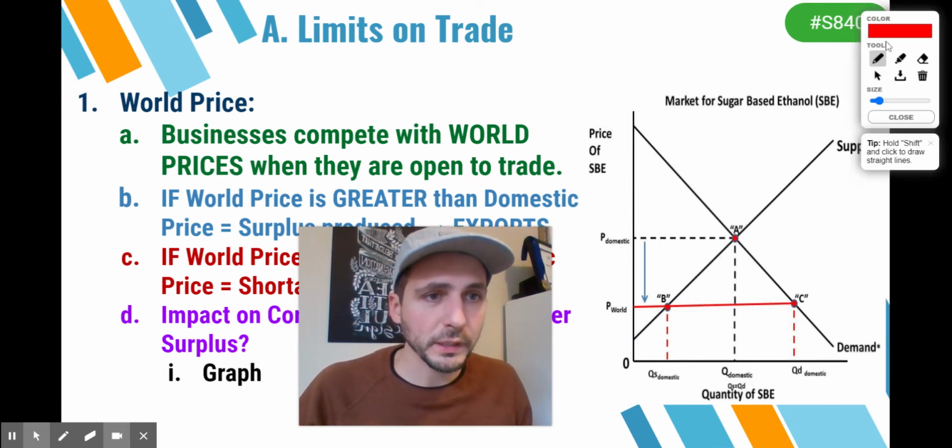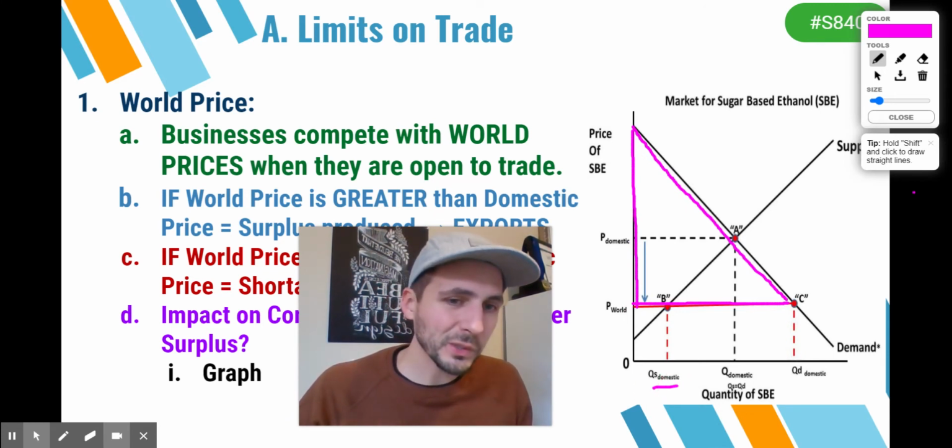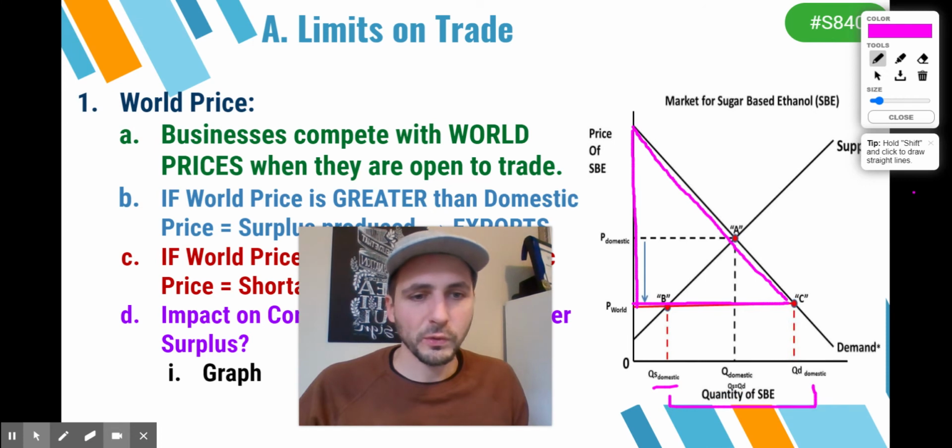So let me jump over here, get some, let's go purple. Purple's a nice surplus color. So we know that it's always going to be below demand, but I don't have to cut it off anymore at this because I can import the remaining goods. Below demand, above price. My price is my world price, my operating price. So even though only this much is produced within our economy, we can still get the rest of this through imports. So it all counts as a quantity.